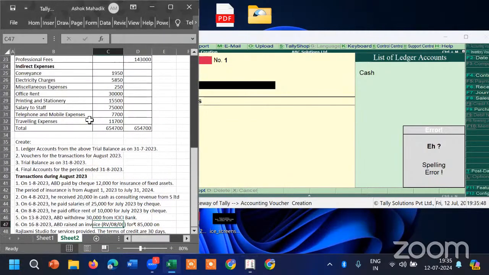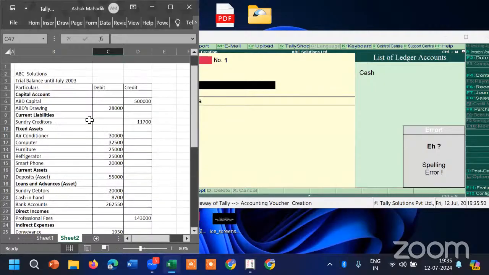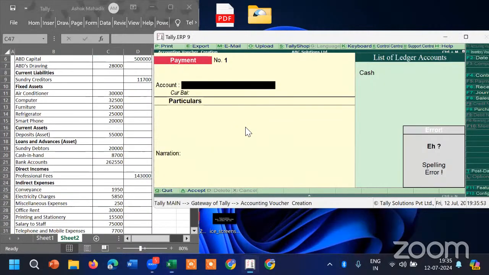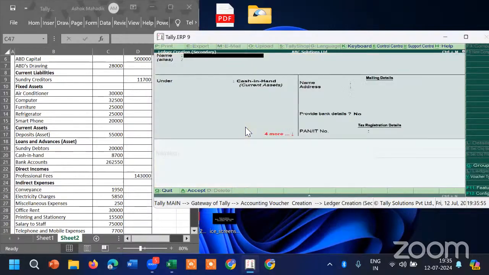I think we missed the bank account. We didn't create the bank account or what? Yeah, I might have missed. Let us create it. Alt C is the shortcut key to create a bank account.